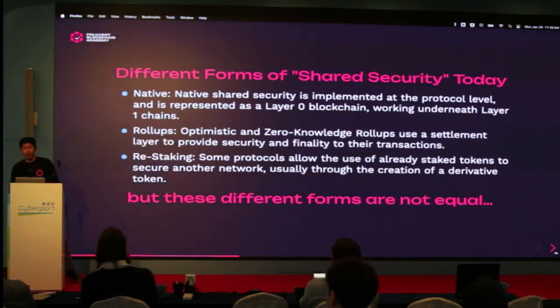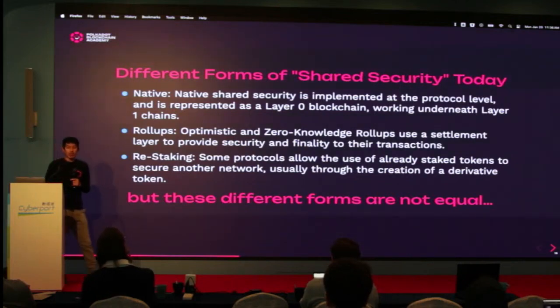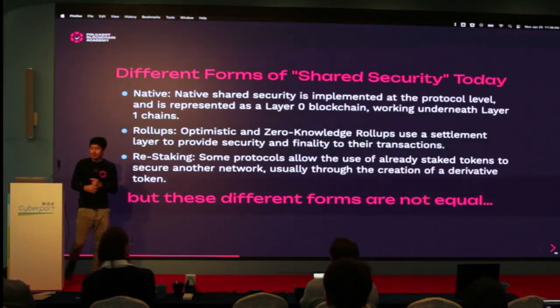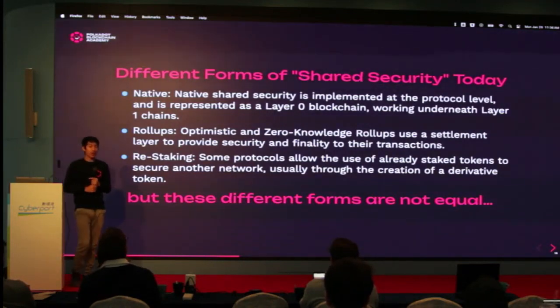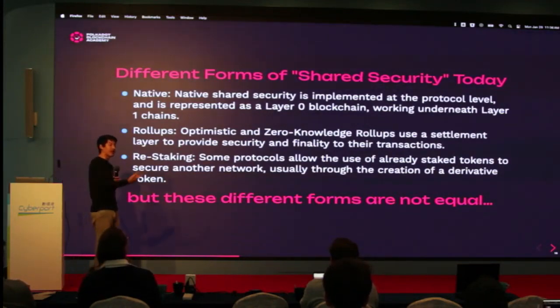This is implemented at the protocol level and is represented as a layer 0 blockchain working underneath layer 1 chains. This sounds very familiar, right? Rollups, you have optimistic and zero knowledge rollups, which use a settlement layer to provide security and finality to the transaction. So really, rollups are a form of shared security, but kind of after the fact.